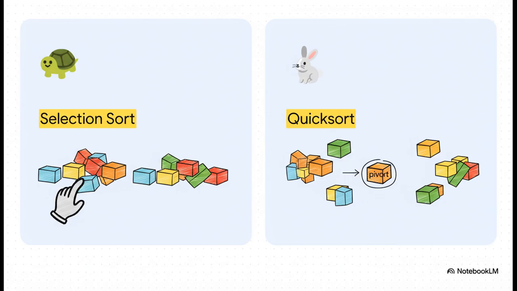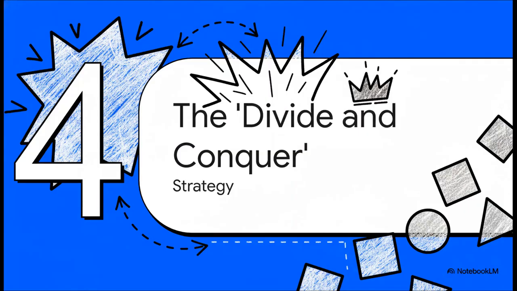Then, on the other hand, you have something much cleverer, quicksort. It's way faster, and it uses a really cool strategy to get there. That clever strategy is called divide and conquer. And this is a big one. It's honestly one of the most powerful and important ideas in all of computer science. And the name basically tells you everything you need to know. You take a big, difficult problem, and you break it down into smaller, much easier to solve subproblems.